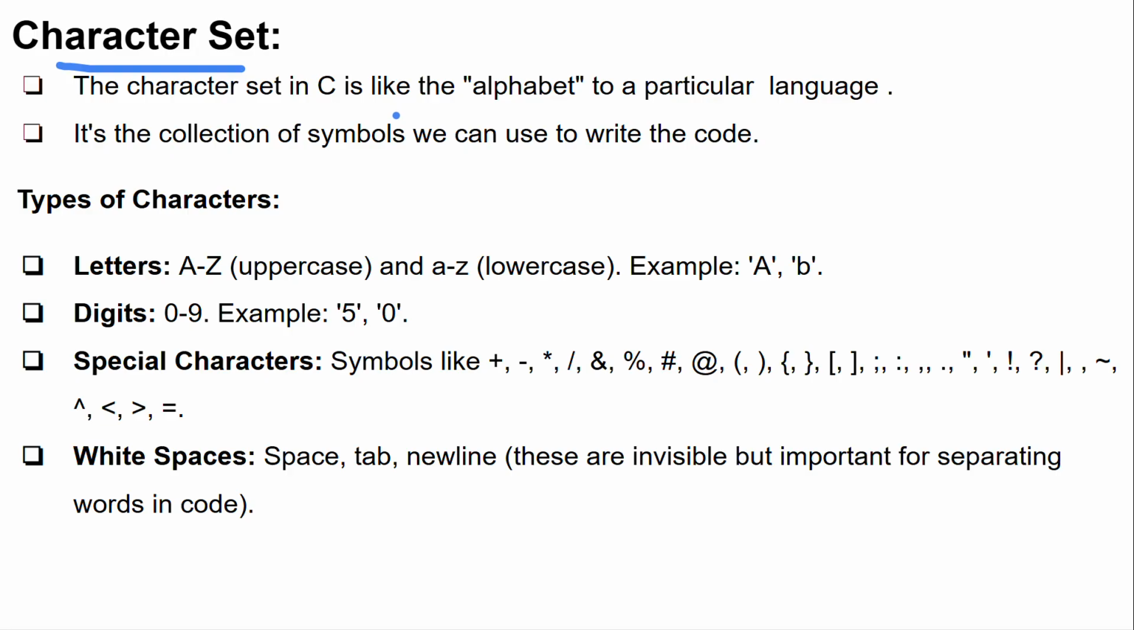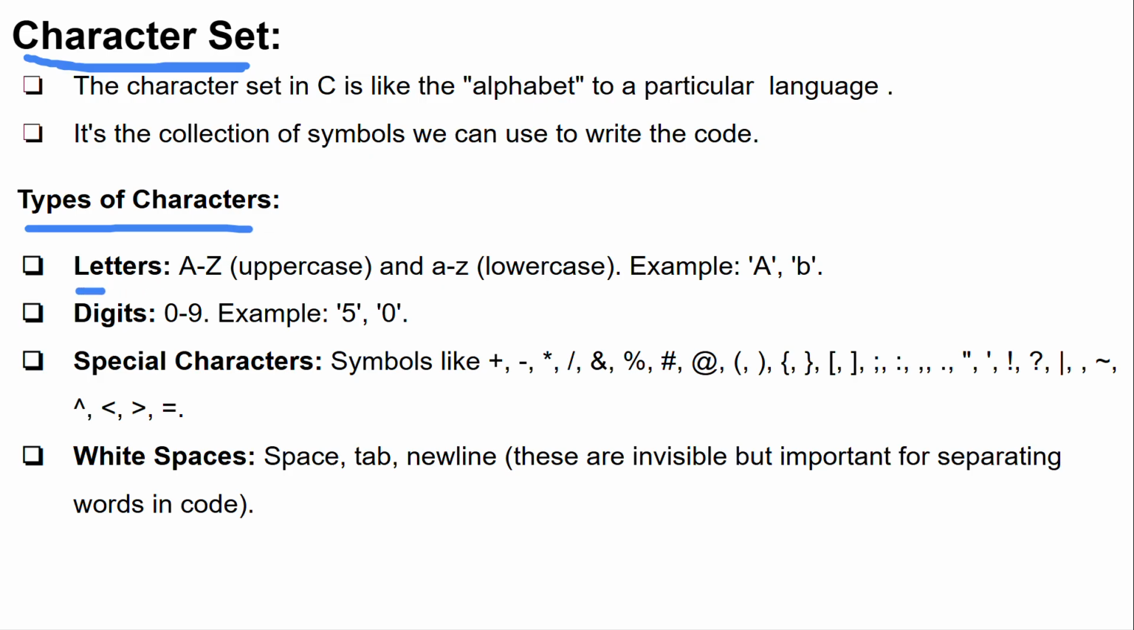Character sets are nothing but, if you see, when we are learning the English language, we have alphabets like A, B, C, D. Without those alphabets, we are unable to learn the English language. In a similar way, these character sets are like alphabets to the C language. You can see there are different types of characters available in the C language.